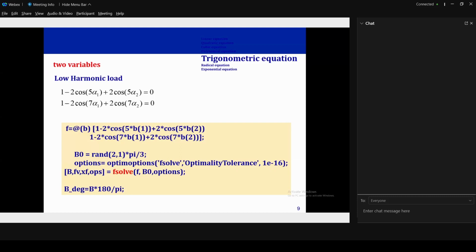So here, what we did, we coded two equations in the command prompt itself, and then supplied b0 as the initial value for two variables. And then we wrote fsolve as f, where we defined the equations, b0 as the inputs, and then options. And it gives us b in radian, and then we convert it into degree. Clear? So whenever there is more than one equation, we can use fsolve or any optimization solvers.